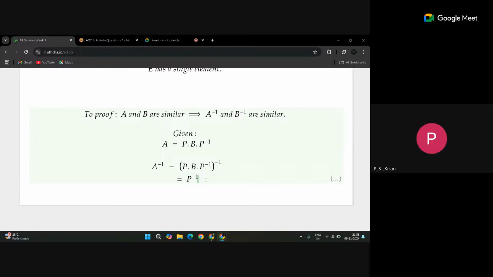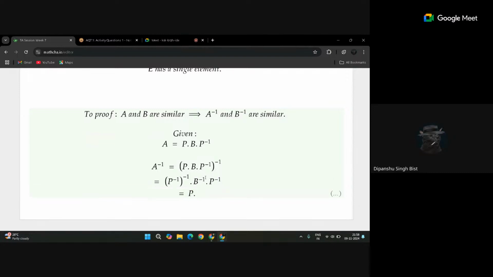That would be P inverse whole inverse, B inverse, and then P inverse inverse, which is P. And that would give you P into B inverse into P inverse. So again, we expressed A inverse in the form of something times B inverse. So A inverse and B inverse are similar, hence proved.